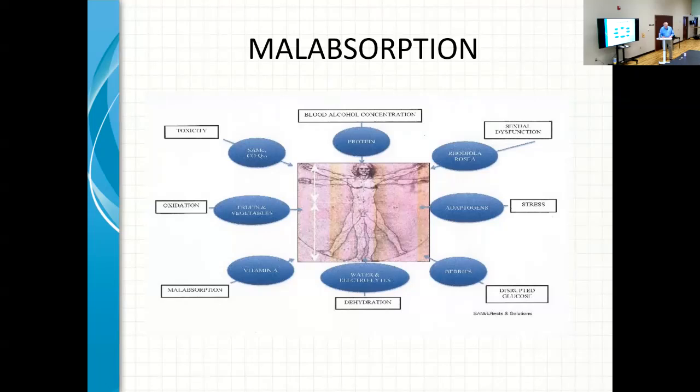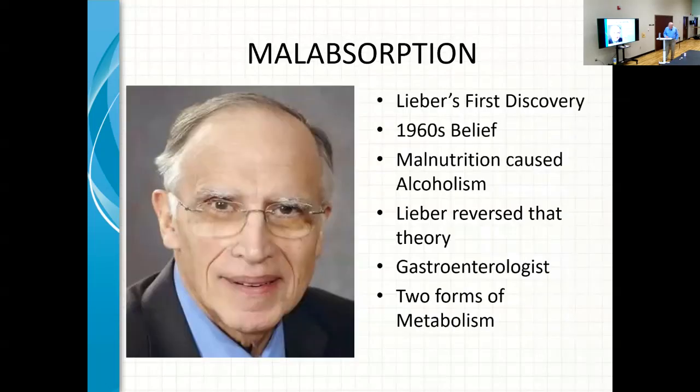So, because of his training, and Trina, can you get up to 35? Slide 30. Okay. Because of his training as a gastroenterologist, he recognized there was a second form of alcohol metabolism. Go to 36, please.